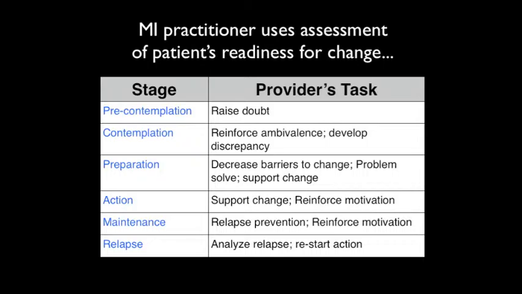In the contemplation stage, the patient is ambivalent. He or she is not yet ready to change, but recognizes that there may be a reason to change. The practitioner's role is to reinforce this ambivalence and to further develop the discrepancy between what is desirable and what is undesirable about the behavior in the patient's mind. Encouraging the patient to discuss what is bad and good about the behavior supports his or her progression to the next stage of readiness for change.